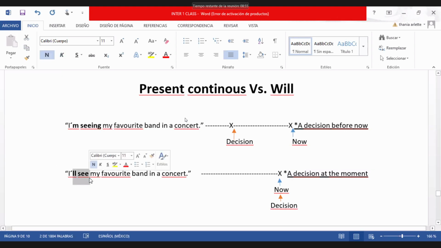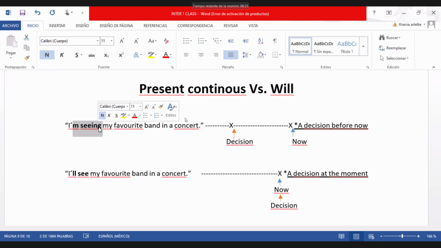So, I'll see my favorite band in a concert is a spontaneous decision. I am taking the decision now. And when you say, I am seeing my favorite band in a concert, it is because now you are only expressing the intention, but the decision was taken before. More or less.